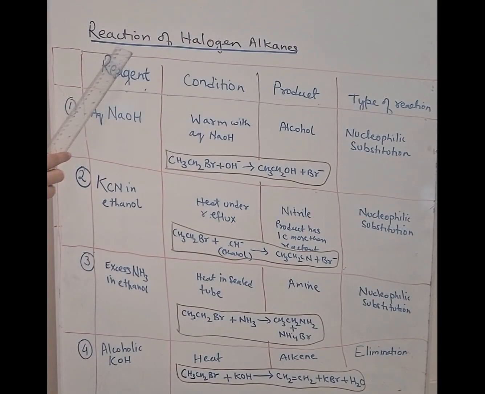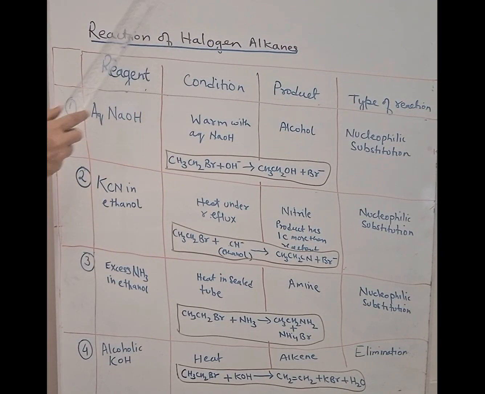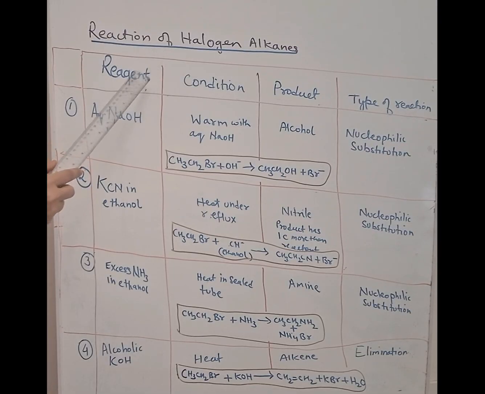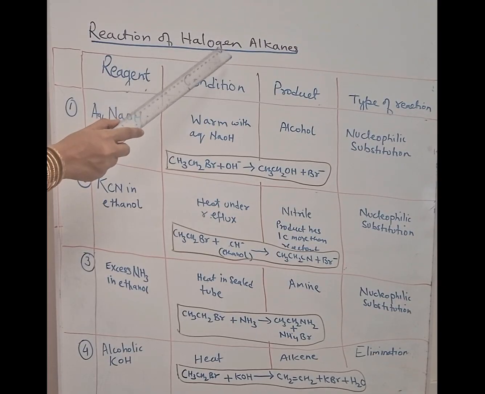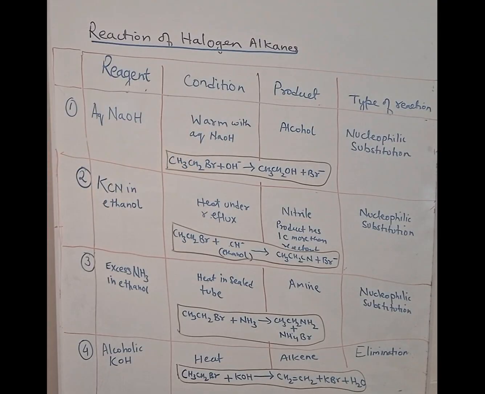In today's class, we will understand reactions of halogen alkanes. In the reactions of halogen alkanes, we will understand four different things from where questions are asked. What is the reagent with which halogen alkane will react? What will be the condition? What is the product? And what is the type of the reaction?